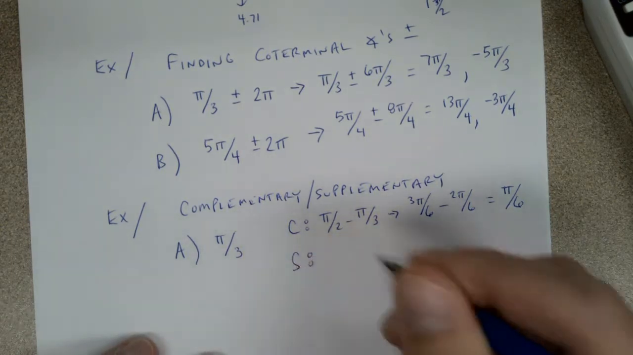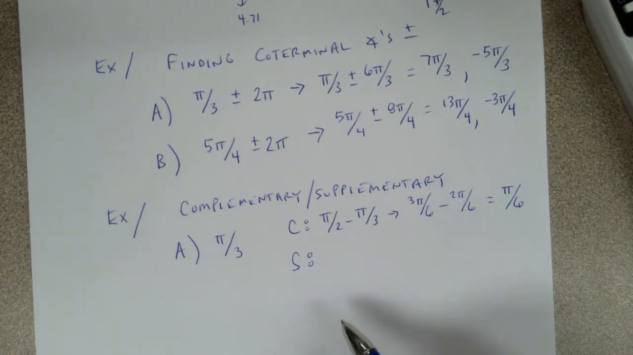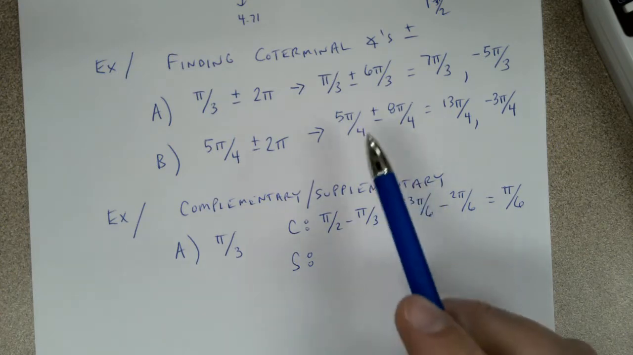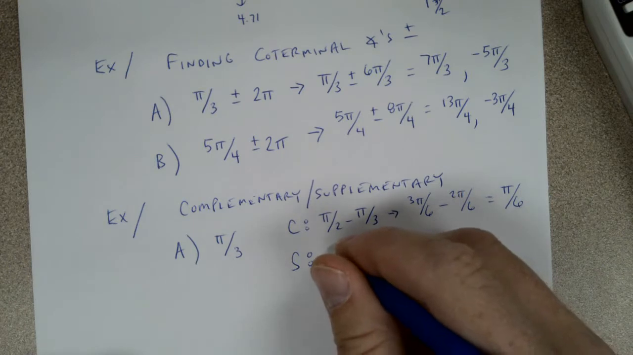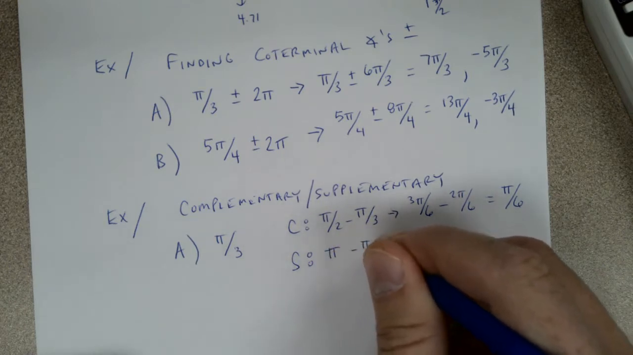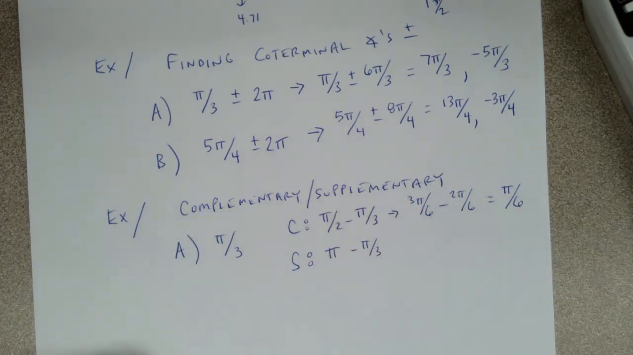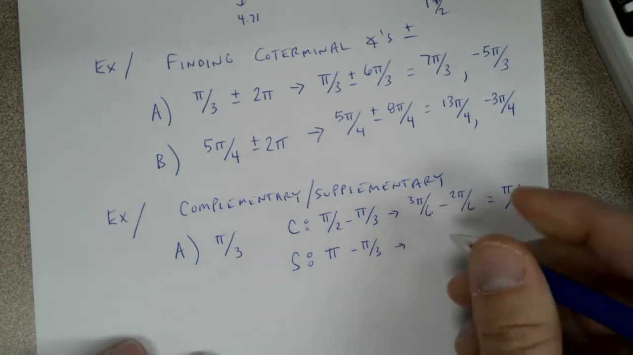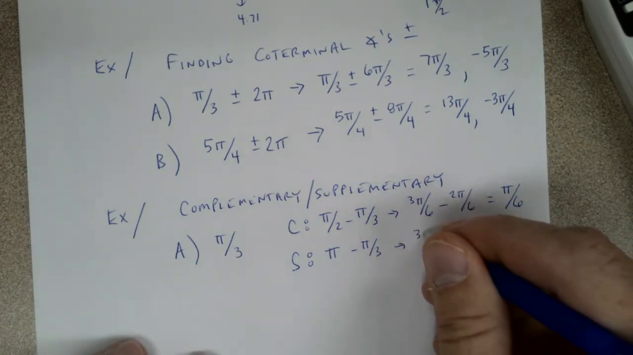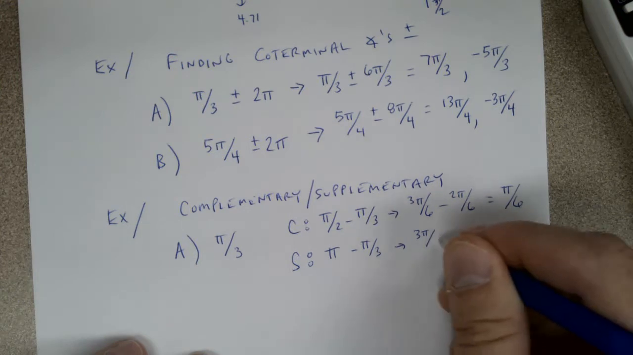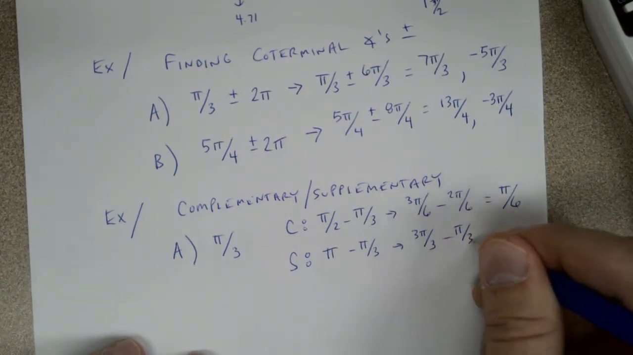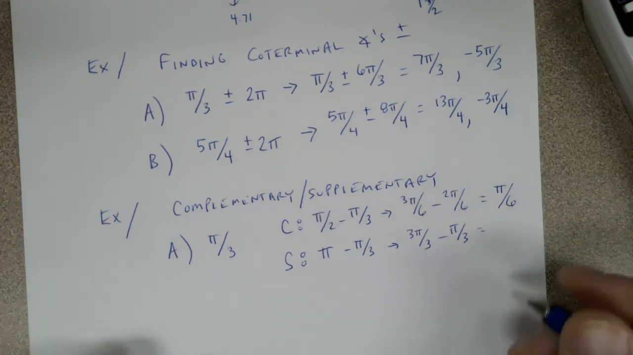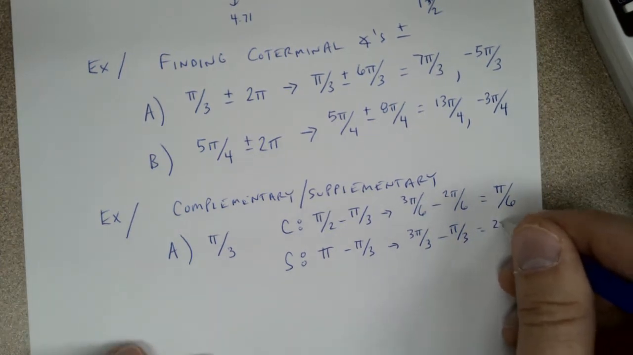So I'm finding the supplementary. Remember, for supplementary, we're going to subtract from 180. Well, 180 is pi. So pi minus pi thirds. Well, pi we know is 3 pi thirds minus pi thirds. So my supplementary angle would be 2 pi thirds.